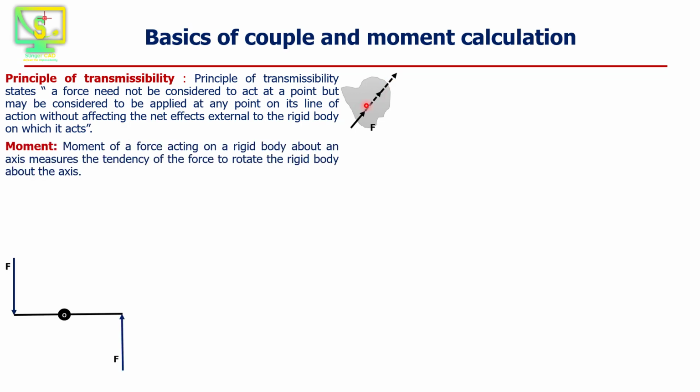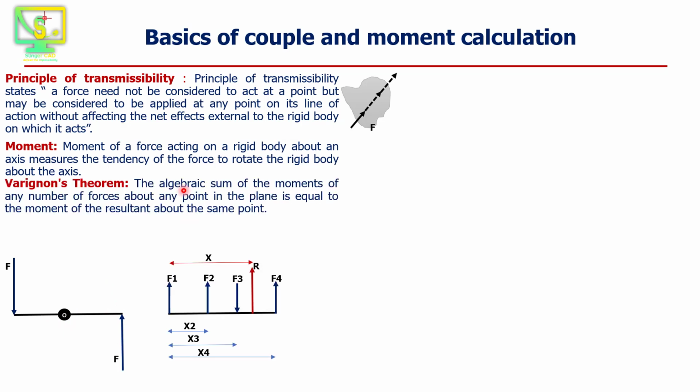Next we will go for moment. Moment of a force acting on a rigid body about an axis measures the tendency of the force to rotate the rigid body about the axis. Moment is nothing but the tendency of a force to rotate the object about any axis, which is called moment. So using this, by applying Varignon's theorem, we will solve all the problems for couples and moments.